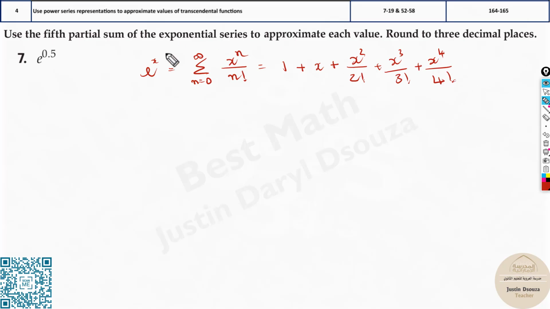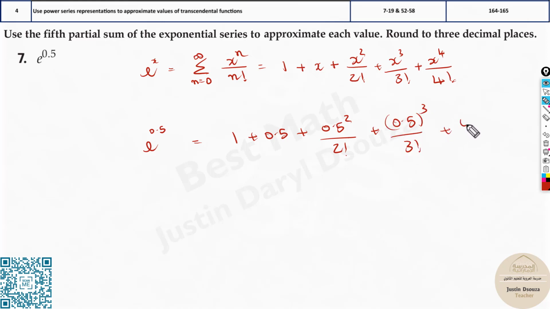5 terms are there. If they ask you, say, the sixth partial sum, you need to write till x power 5. 6 terms, because 1 and x are there, then we start with x power 1, 2, 3, 4. So 1 less than whatever is given over here. Now, how do we solve it? It's very, very easy. We will just substitute 0.5 instead of x. So here we get 1 plus 0.5 plus 0.5 squared divided by 2 factorial plus 0.5 cubed divided by 3 factorial plus 0.5 to the power 4 by 4 factorial.